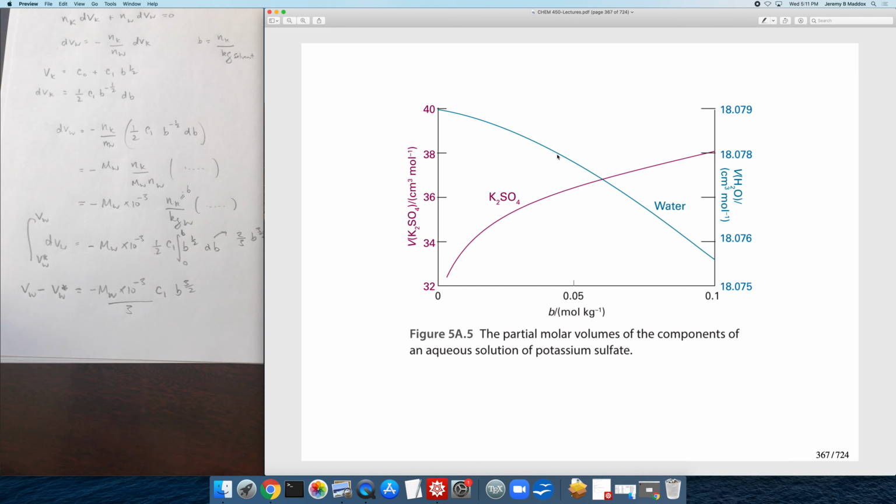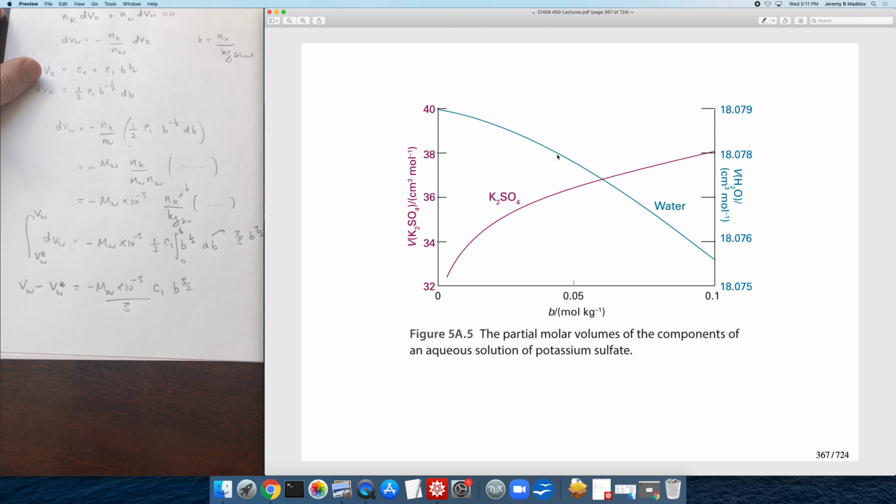The point being that the two are related to one another through the Gibbs-Duhem equation. And so if you can measure the partial molar volume of one of the components, you can find the partial molar volume of the other component by integrating the Gibbs-Duhem equation. You can do that for partial molar volumes. You can also do that for chemical potential. Any partial molar quantities for a binary system can be addressed in this way.